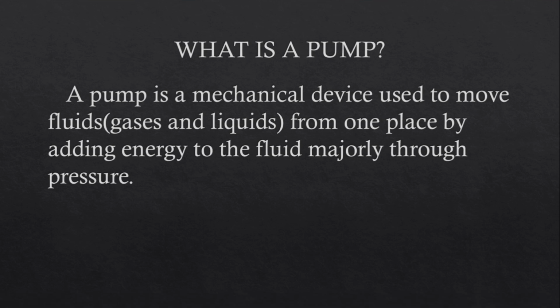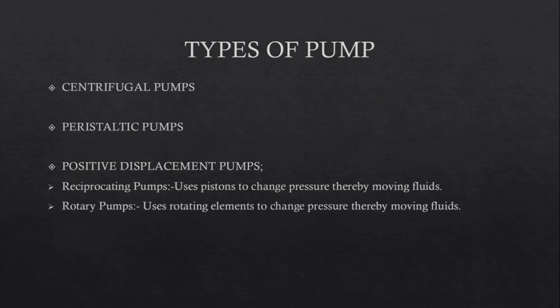What exactly is a pump? A pump is a mechanical device used to move fluids, gases, and liquids from one place to another by adding energy to the fluid, majorly through pressure. Types of pumps include centrifugal pumps, peristaltic pumps, and positive displacement pumps. Under the positive displacement pumps, we have reciprocating pumps and rotary pumps. As their names imply, the reciprocating pumps use pistons to change pressure, thereby moving fluids. Rotary pumps use rotating elements to change the pressure, thereby moving fluids.